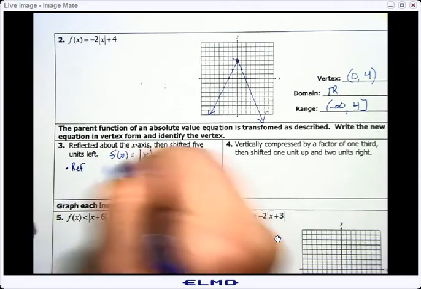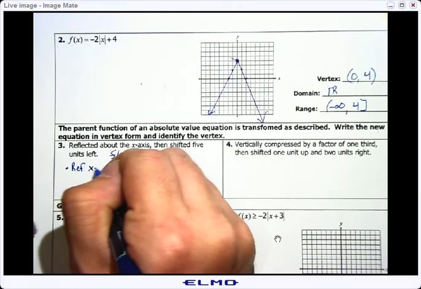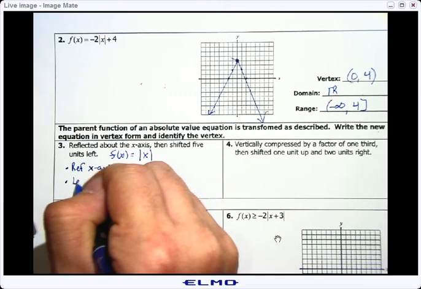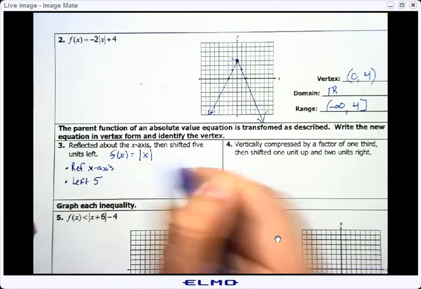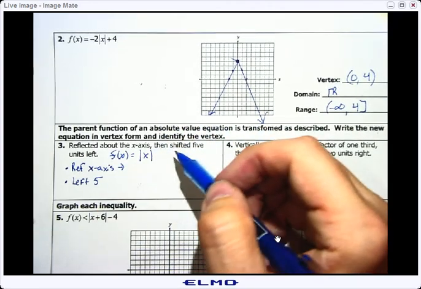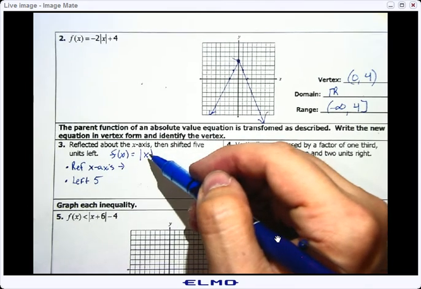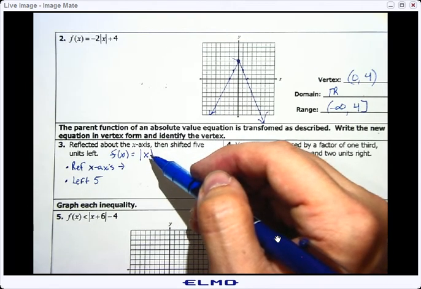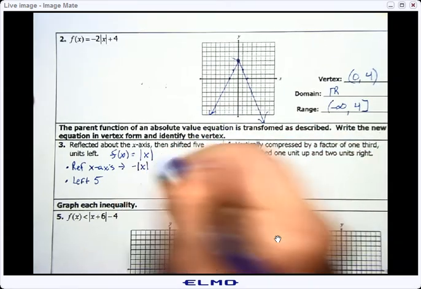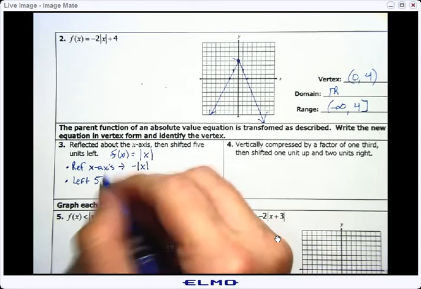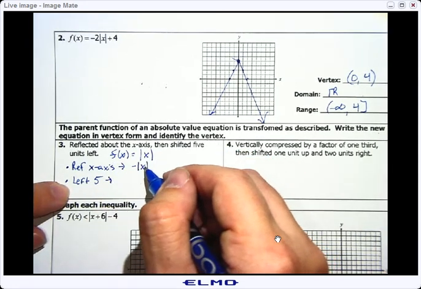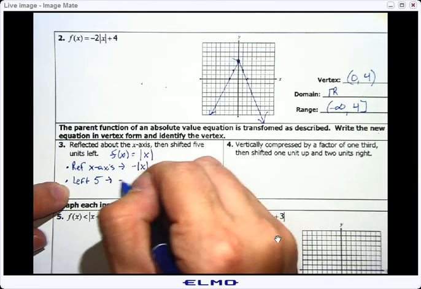So I'm just going to jot those again. Reflected across the x-axis, and then we shifted 5 left. So I want to do this step by step. I think you're less likely to make a mistake. Taking the parent, showing that it's reflecting across the x-axis, I need to put a negative in front. So that would give me the negative of the absolute value of x. Now take this and show that we move to the left 5. So that's going to be a plus 5 inside.